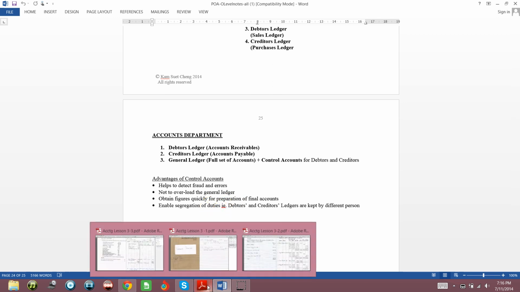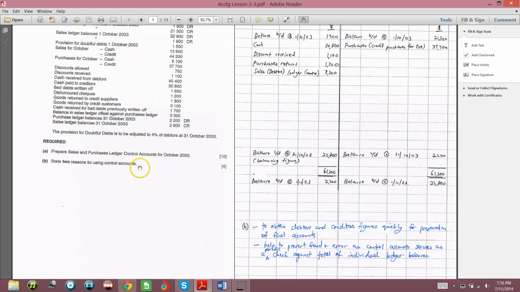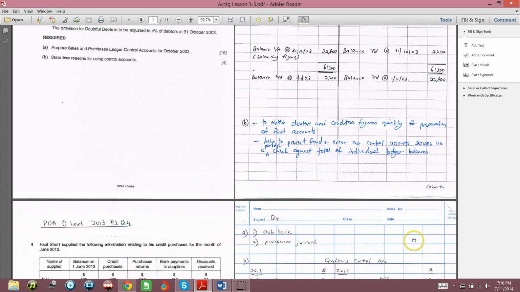Okay, so you can name any of these. So what I do is, okay, 2 reasons. So one of the reasons I said, to obtain debtors and creditors figure quickly for preparation of final accounts. To prevent fraud and error, as control account serves as a periodic check against the total of individual ledger balances. So this is what I explained in part 1 before.